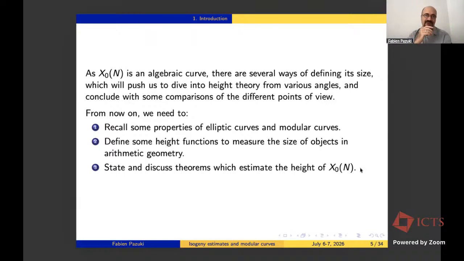So you will see part one is really classical. Part two is a bit of a festival of heights, so you're going to see a lot of different heights. And then part three will be really going deeper into the message that I want to convey. So what is the size of x naught of n? I'm going to do that over the course of 2 hours, like this one and the one tomorrow. So don't fear if I'm not finishing all the slides. We have time tomorrow.